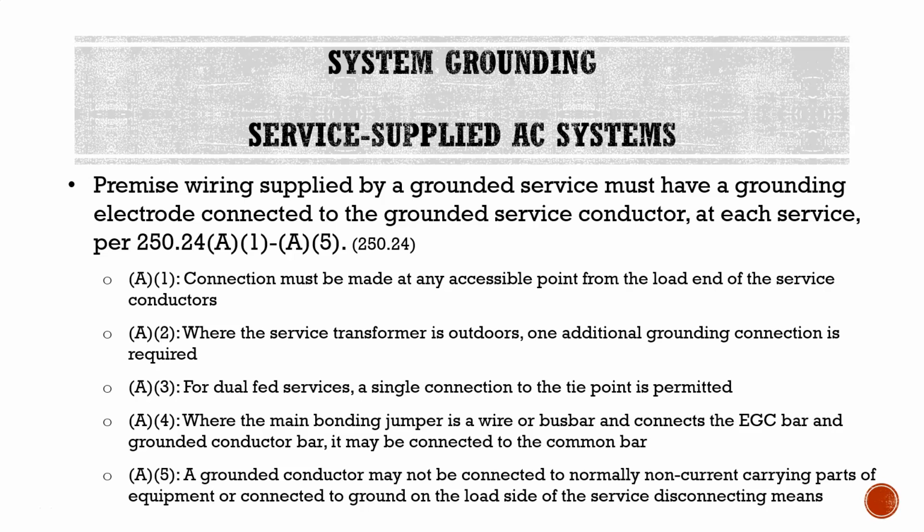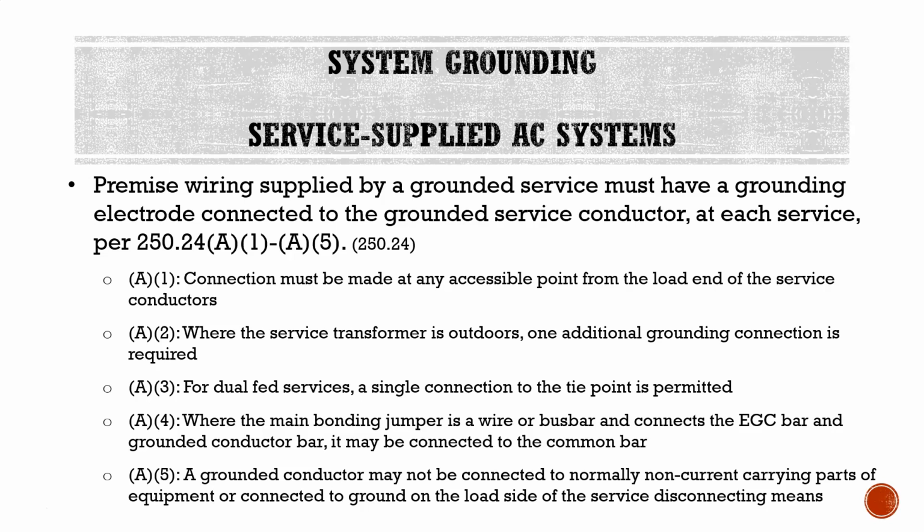The connection must be made at any accessible point from the load end of the service conductors. So in other words, anywhere from the load of those service conductors that is accessible, we can connect the grounding electrode to the grounded service conductor. A2, we have a specific requirement. If the service transformer is outdoors, we have to do an additional grounding connection. A3, another specific requirement for dual fed services.